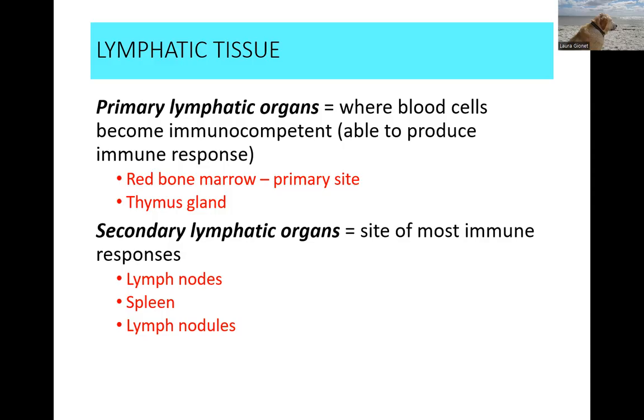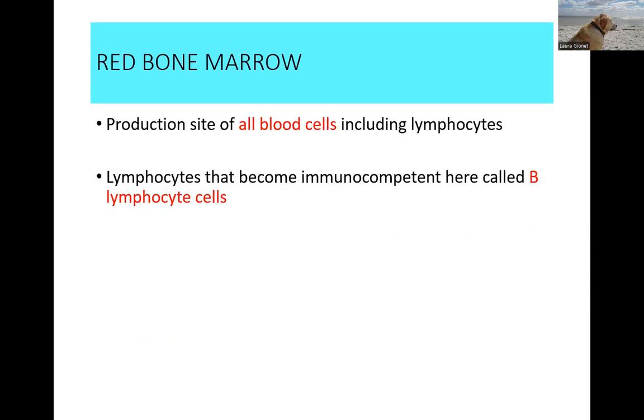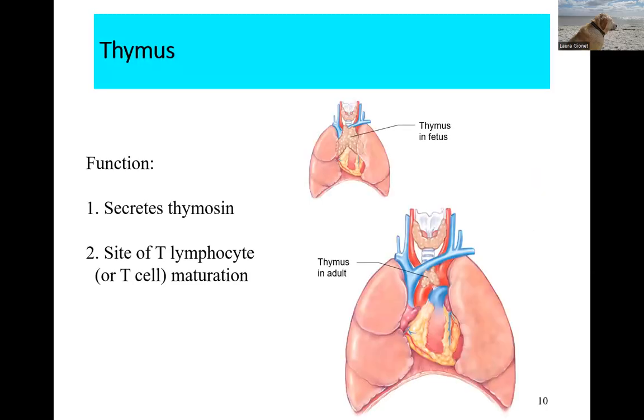So lymph nodes filter lymph fluid. The spleen filters blood. Okay, so the red bone marrow is the production site of all blood cells, as I said before, including lymphocytes. Lymphocytes that become immunocompetent here are called the B lymphocytes. The thymus gland, found anterior and superior to the heart in the thoracic cavity, secretes thymosin. That is a hormone. That hormone stimulates T lymphocyte maturation, or immunocompetence. That's the word they'd like to use, immunocompetence.